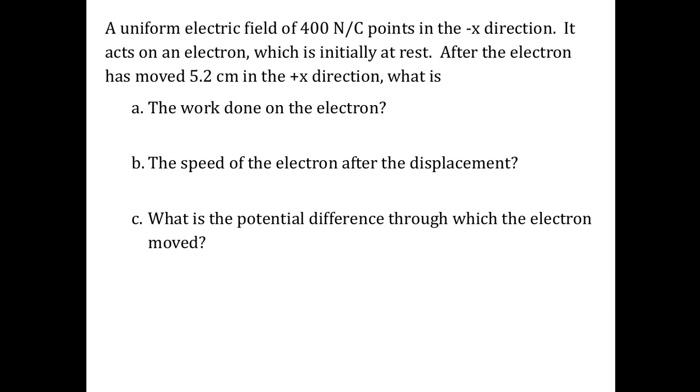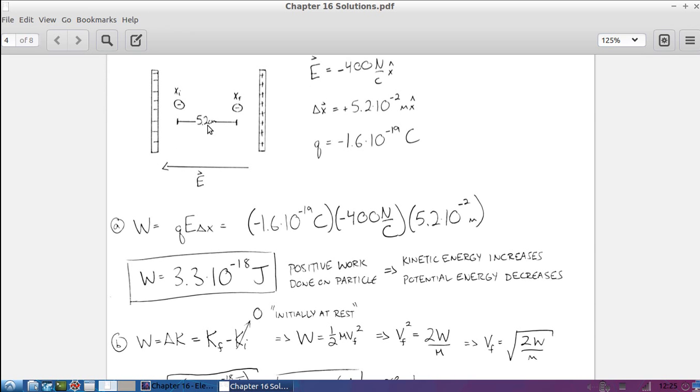So it says there's an electron that's initially at rest. Initially at rest means V initial is 0. That also means the initial kinetic energy of the electron is 0. It tells me after the electron has moved 5.2 centimeters in the positive x direction. So I know that the initial position is going to be, say, x equals 0. The final position is going to be x equals positive 5.2 centimeters.